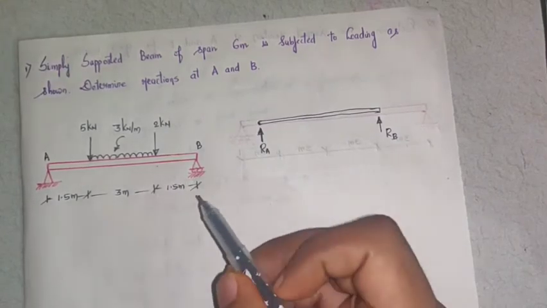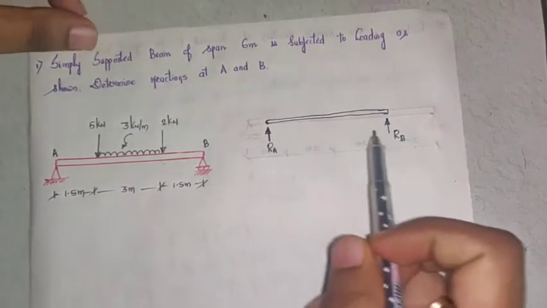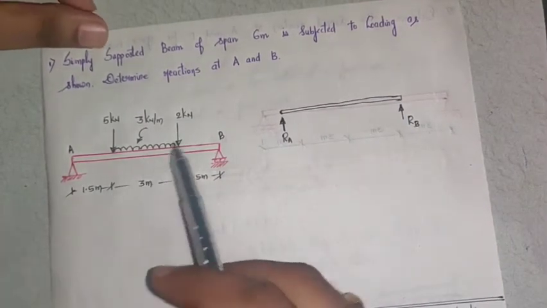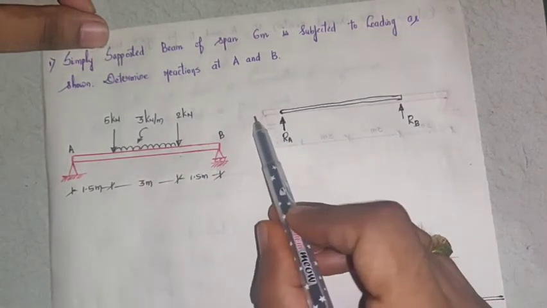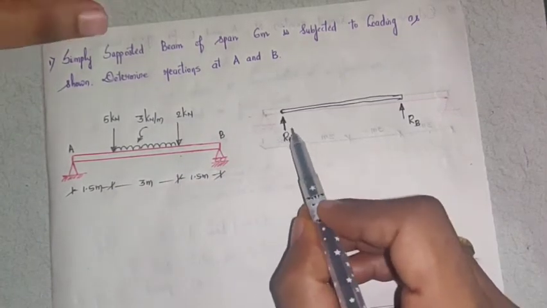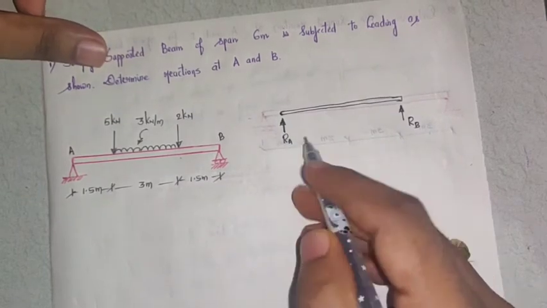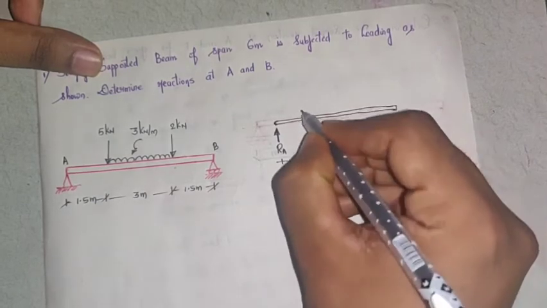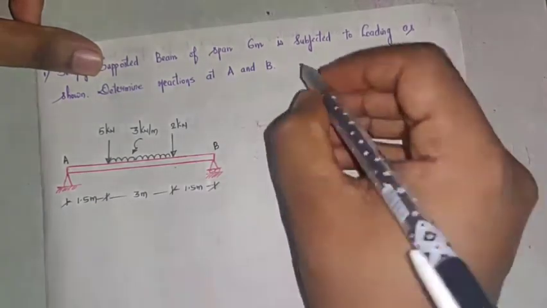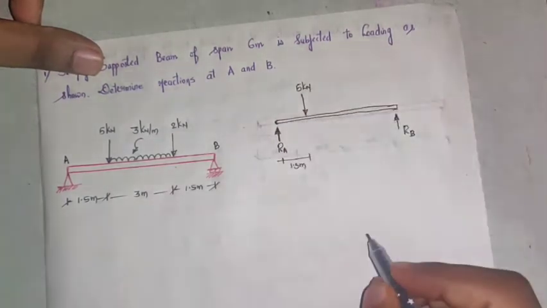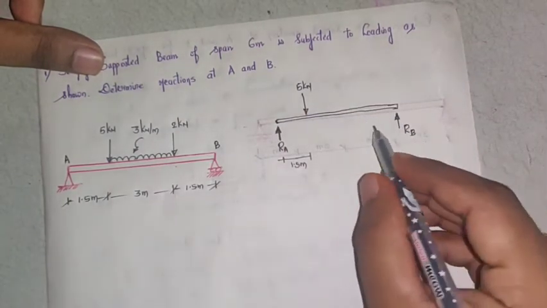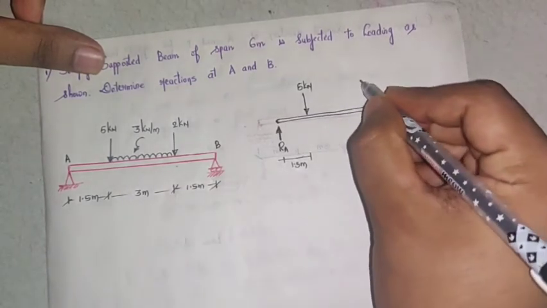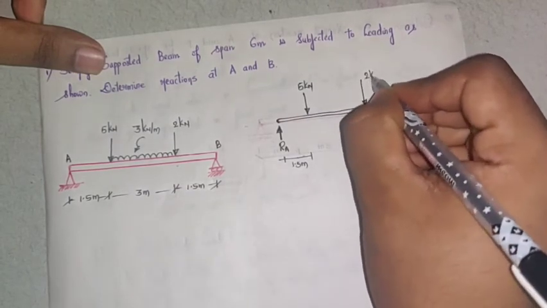So how many reactions does a roller support have? It has only one reaction, in the vertical direction. In a hinge support, there are 2 reactions, but since there is no horizontal force, the effect of the horizontal reaction is also 0. So I'll only show the vertical reaction. The length here is given as 1.5 meter, where 1 point load is acting. So this is 5 kilonewton. Then from B, at a distance of 1.5 meter, there is one more point load acting, of magnitude 2 kilonewton.